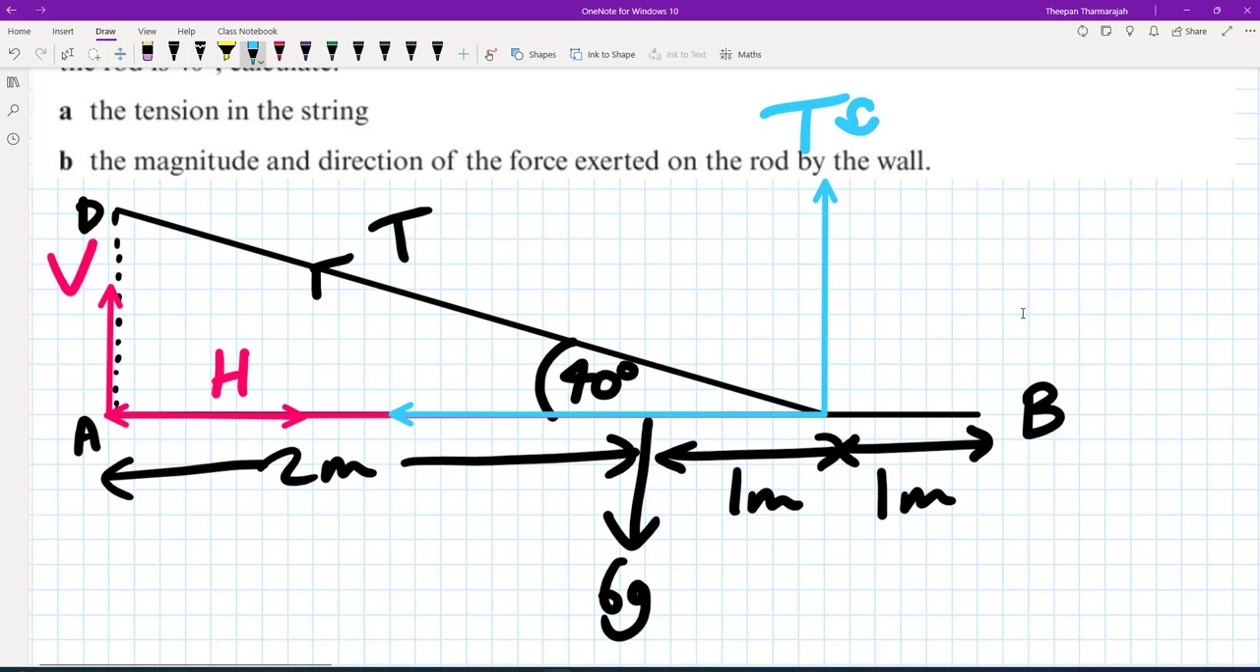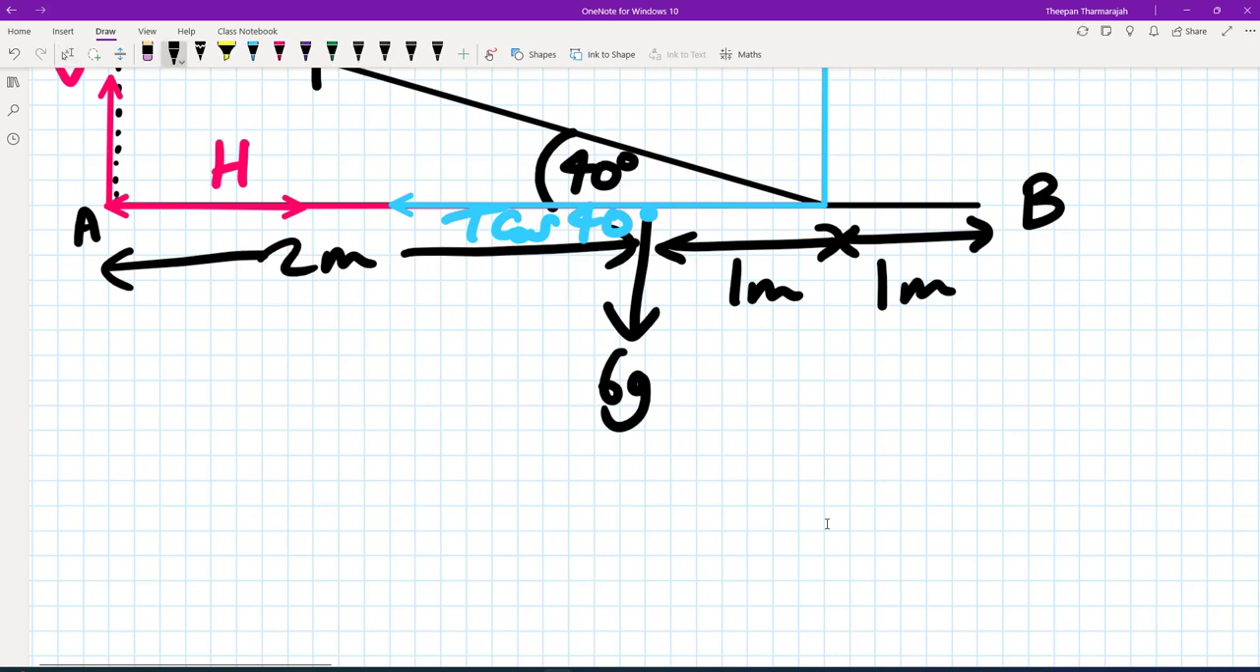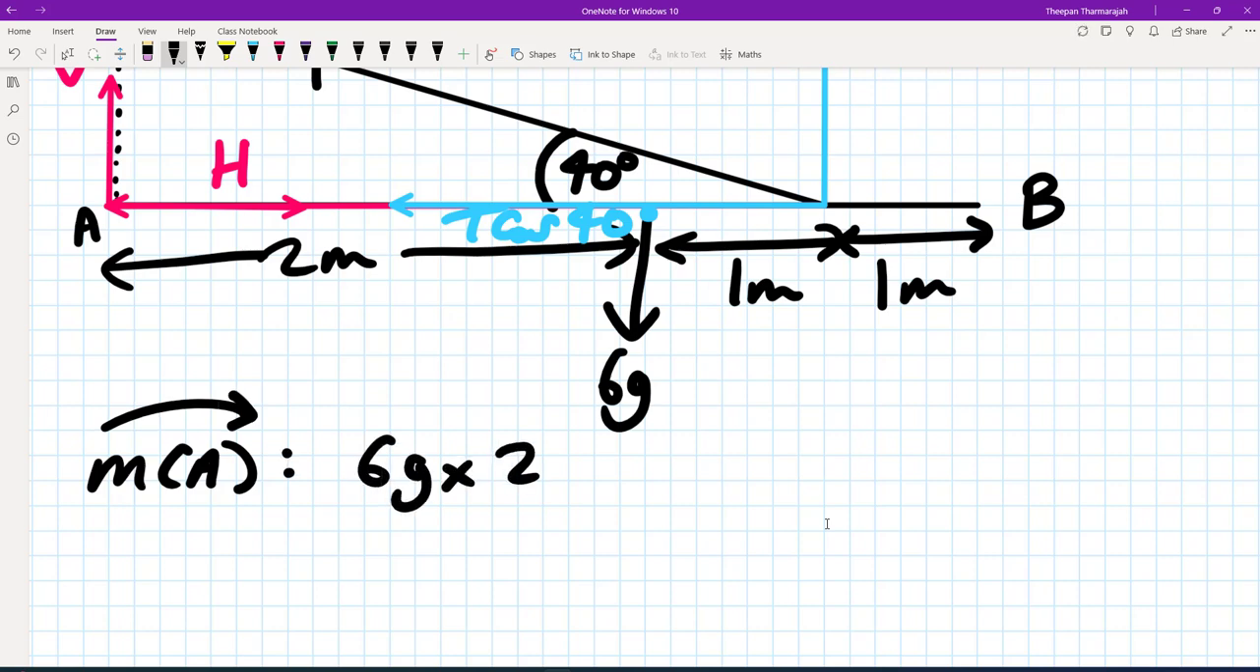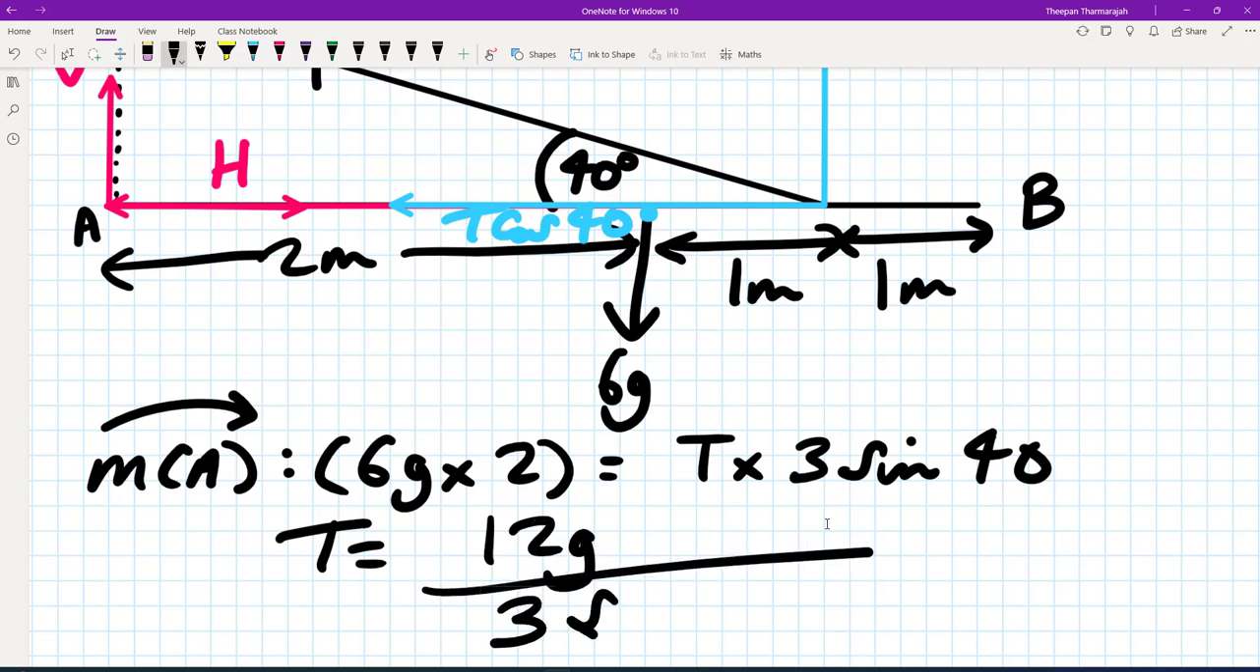So that will be T sine 40 degrees, and that'll be T cos 40 degrees respectively. Now what we're going to do is take moments about A. Taking moments about A in a clockwise direction, we're going to say 6g times 2 is equal to 3 times T sine 40, and therefore T is 12g divided by 3 sine 40.